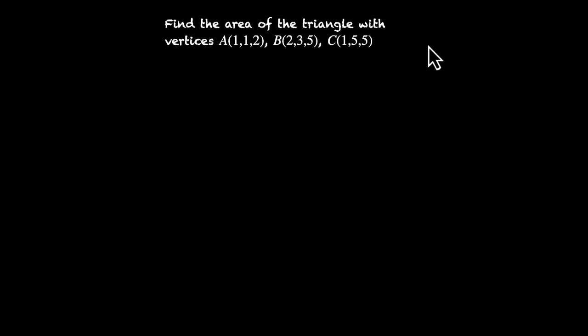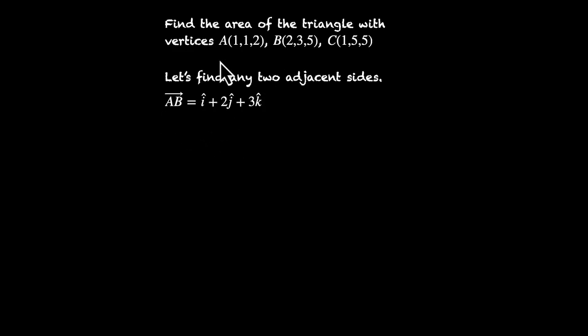Okay. So to get the cross product, we need adjacent sides. So let's find any two adjacent sides. Let's find vectors along these two sides. So AB vector, that's the vector from A to B, that's going to be 2 minus 1, that's 1 i cap, 3 minus 1, that's 2 j cap, 5 minus 2, that's 3 k cap. So AB vector is i cap plus 2 j cap plus 3 k cap.